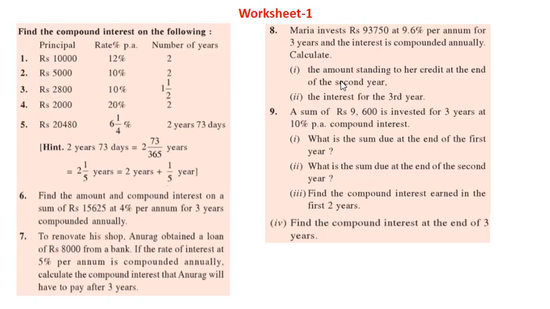Okay, so what they have asked, first they have asked what is the sum due at the end of first year. Simple, you have to find the total amount. What is the sum due at the end of second year? Again total amount, and find the compound interest earned in the first 2 years, and for the 2 years we have to find compound interest.